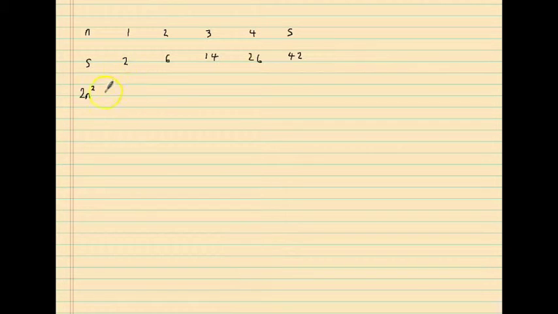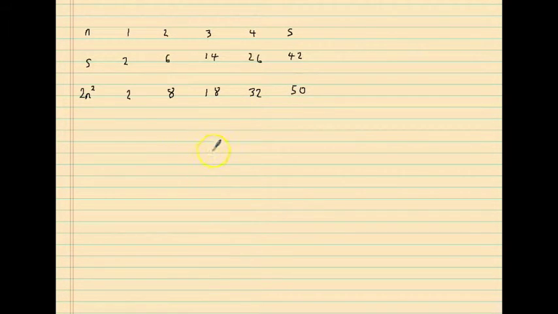Well, 1 squared is 1 times 2, that gives me 2. 2 2s are 4 times 2, that's 8. 3 3s are 9 times 2, that's 18. 4 4s are 16 times 2 is 32. 5 5s are 25 times 2 gives me 50.